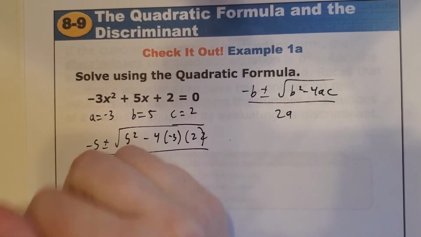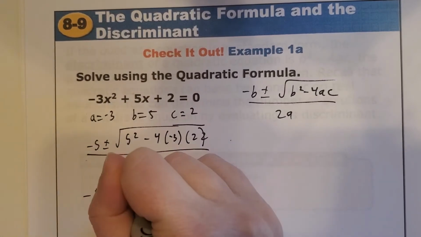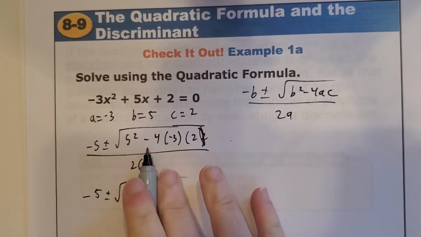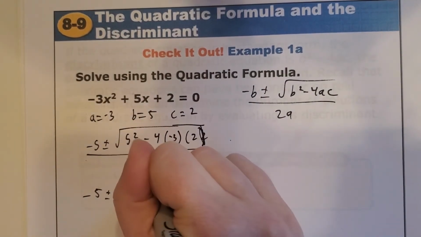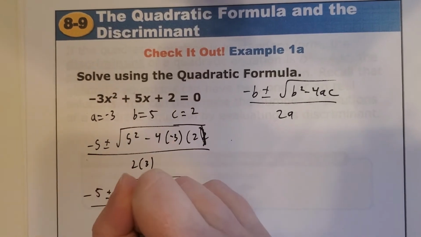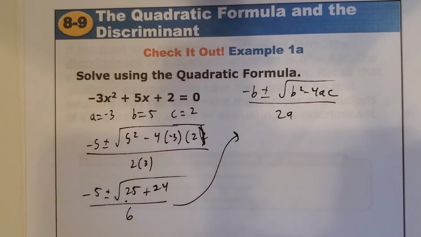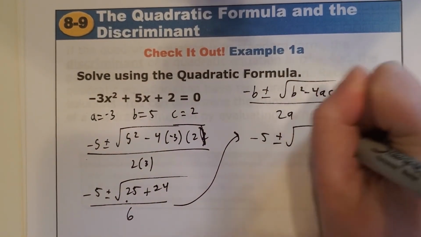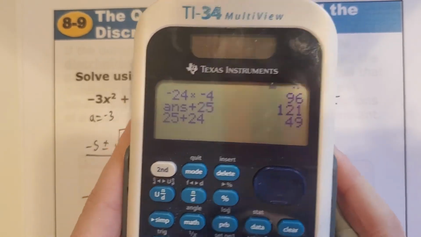All right. So negative 5 plus or minus the square root of 25. Negative 4 times negative 3 is 12, times 2 is 24. So this is plus 24 all over 2 times 3, which is 6. Okay. So this is negative 5 plus or minus, I think 49. Yeah, 49.